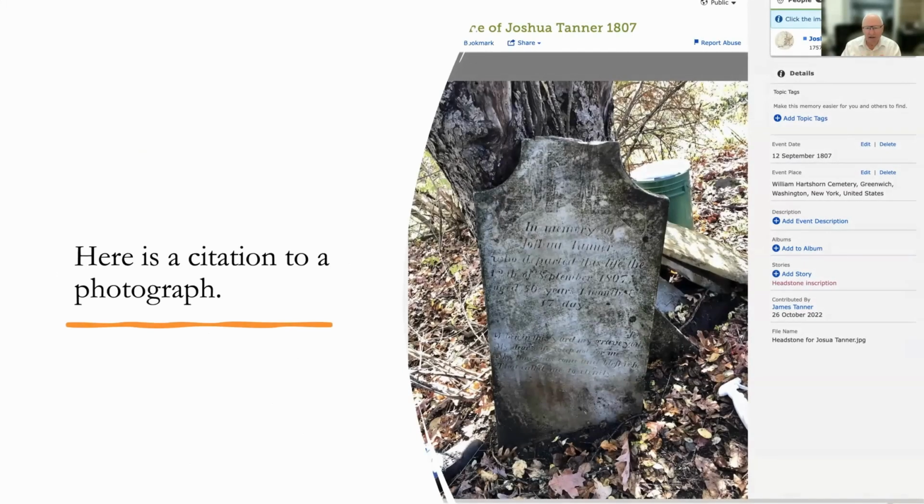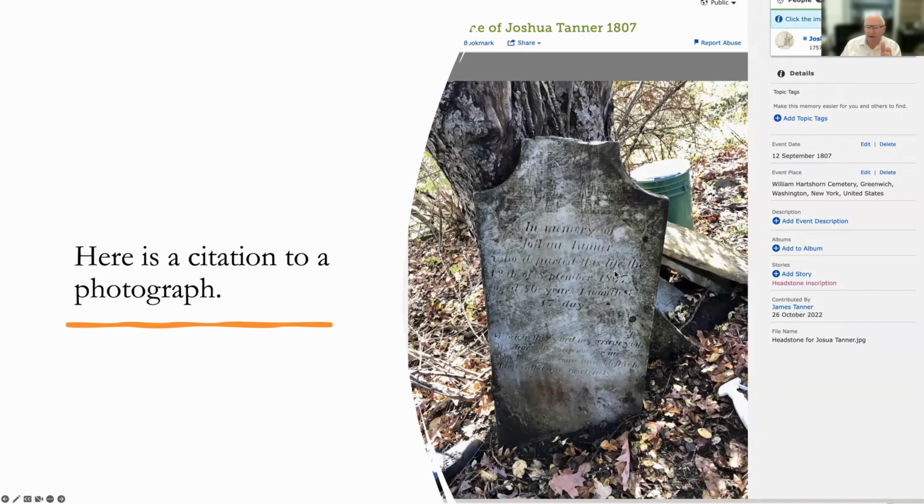So here's a citation to a photograph. It says that this particular photograph is here, and over on the side, you'll see some information that was put into the memory section of FamilySearch. It said 12/7/1807, that's right off the headstone. The event place tells me exactly where it is. It's added to the album, etc. Now, what about where this album is?